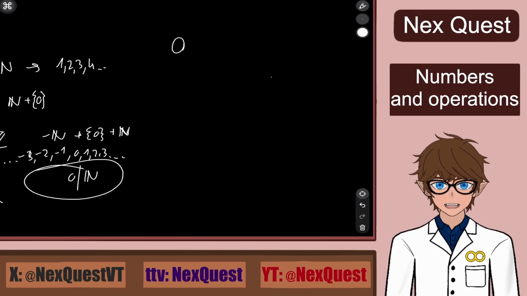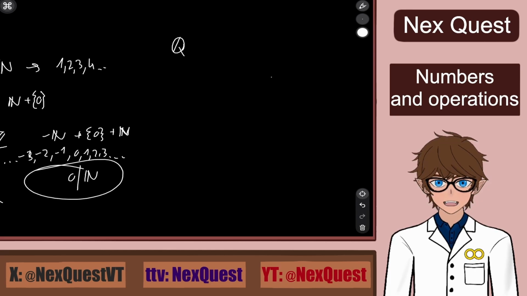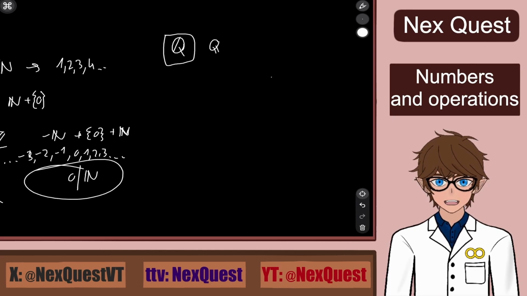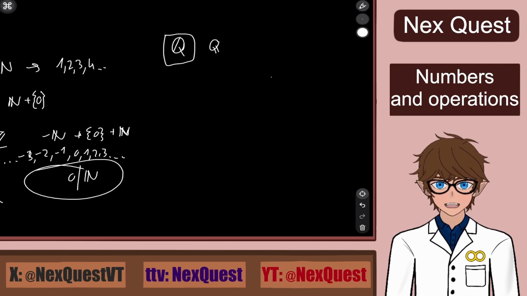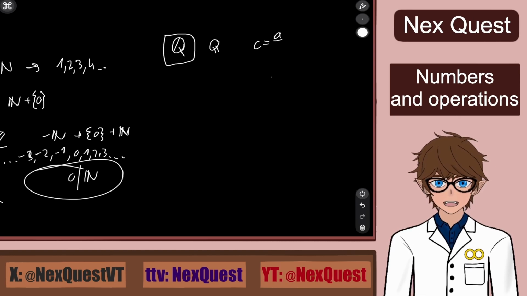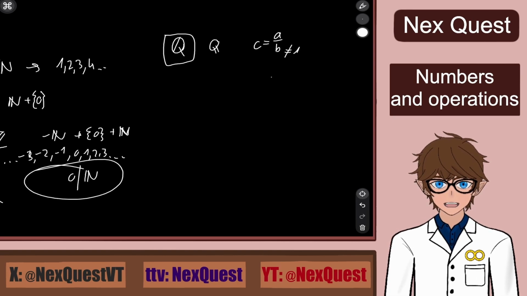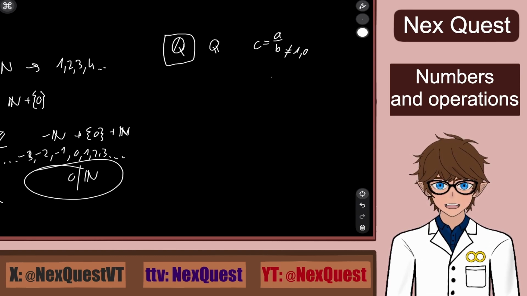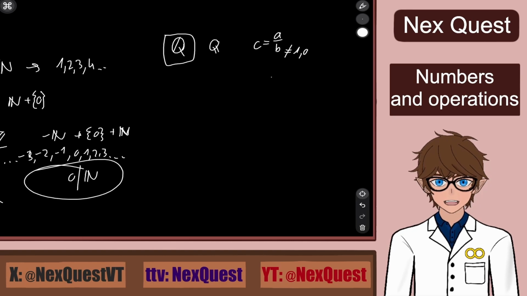After that, we get to rational numbers, which the symbol for is Q, or this Q, one of these. I will primarily use this one. They are numbers that can be written in the form of a fraction. Basically, one number a divided by the other b, where b must not equal 1 or 0, because you cannot divide by 0, and because dividing by 1 is kind of pointless. So let's just agree that b can be any number except 1 and 0.